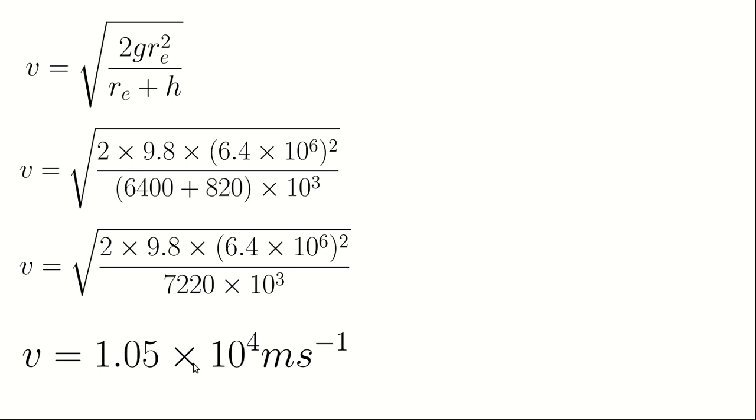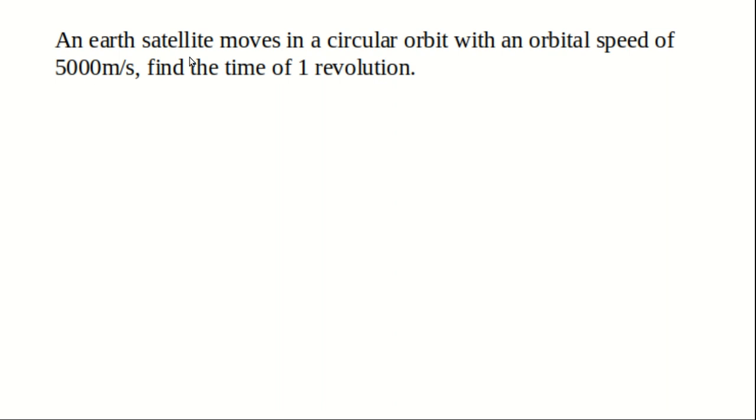So let's look at another problem, the third problem, which is giving us an Earth satellite that moves in a circular orbit with an orbital speed of this. Find the time of one revolution. To solve this problem, remember that there is a formula that connects period, velocity, and the radius, which is giving us T equal to 2 pi r all over v. We are asked to calculate T, we are given v, but we don't know our r. Now, we must find a way of getting our r.